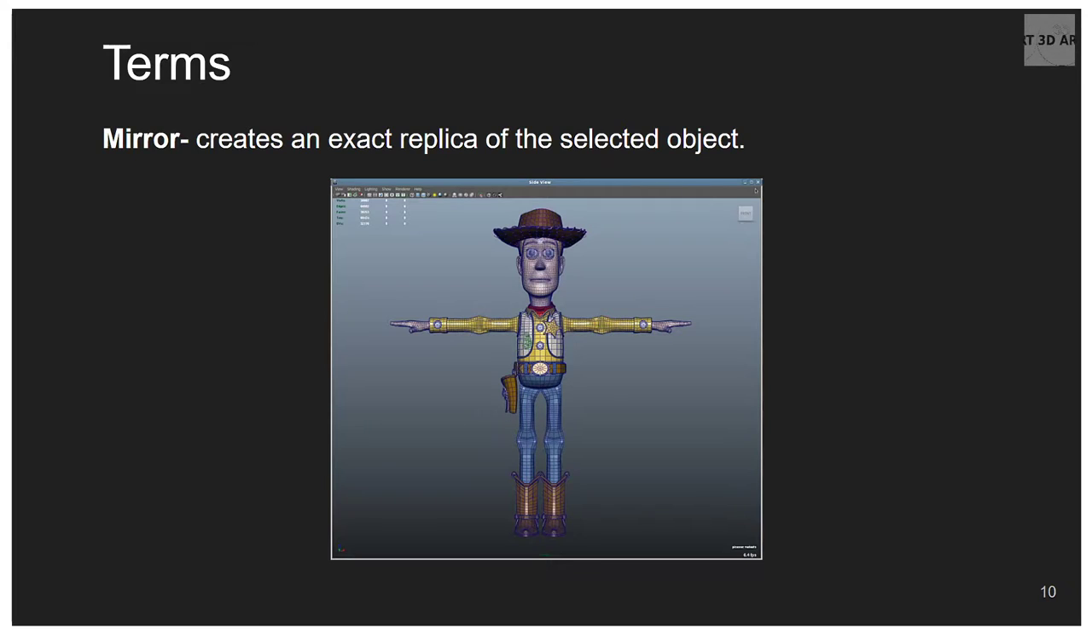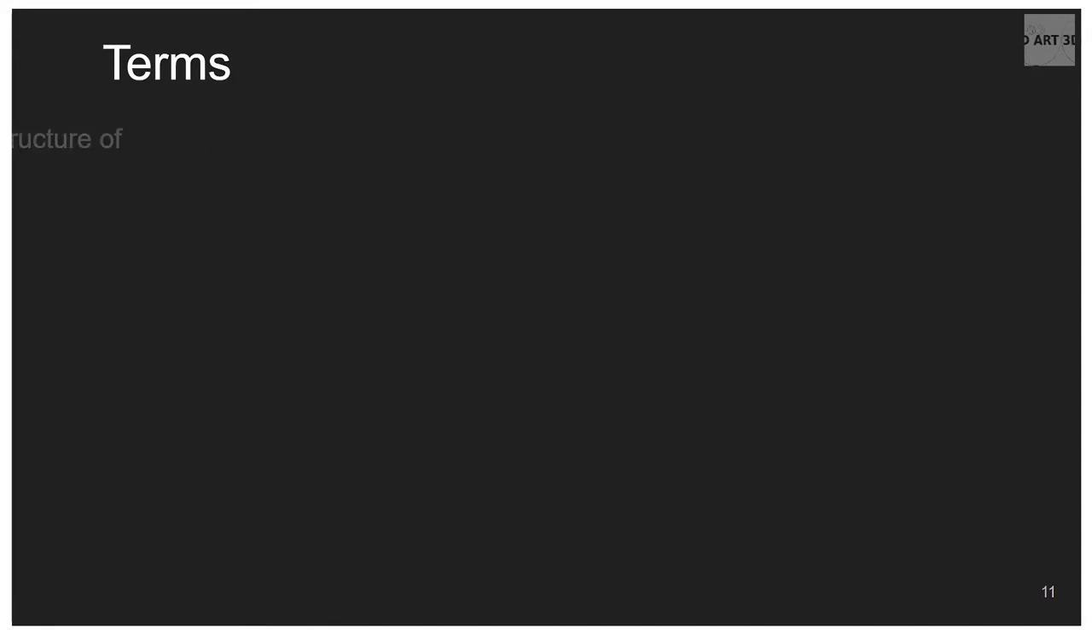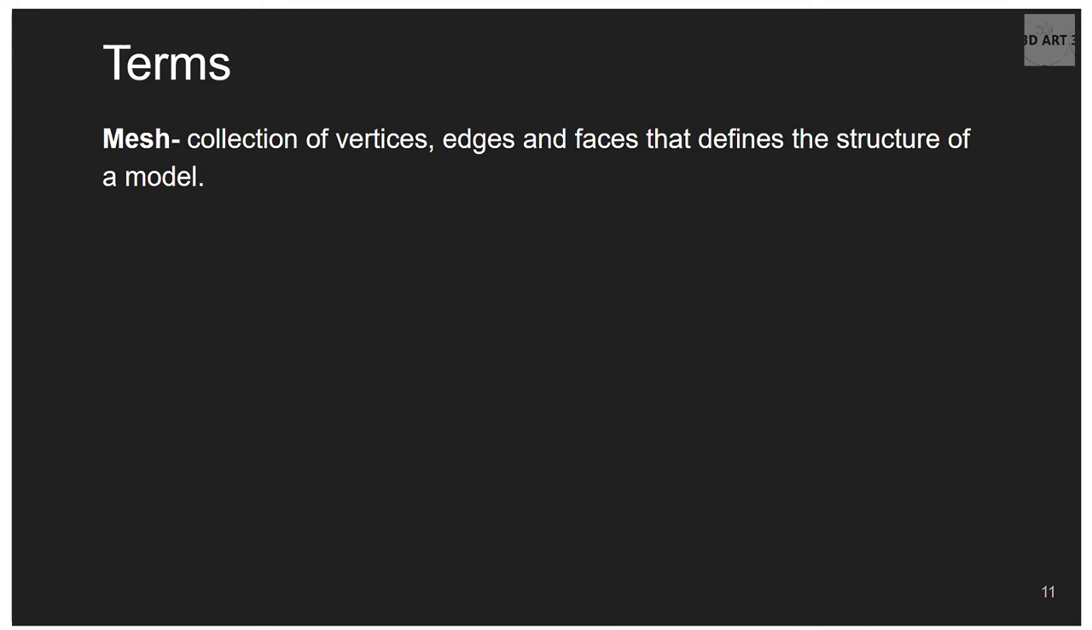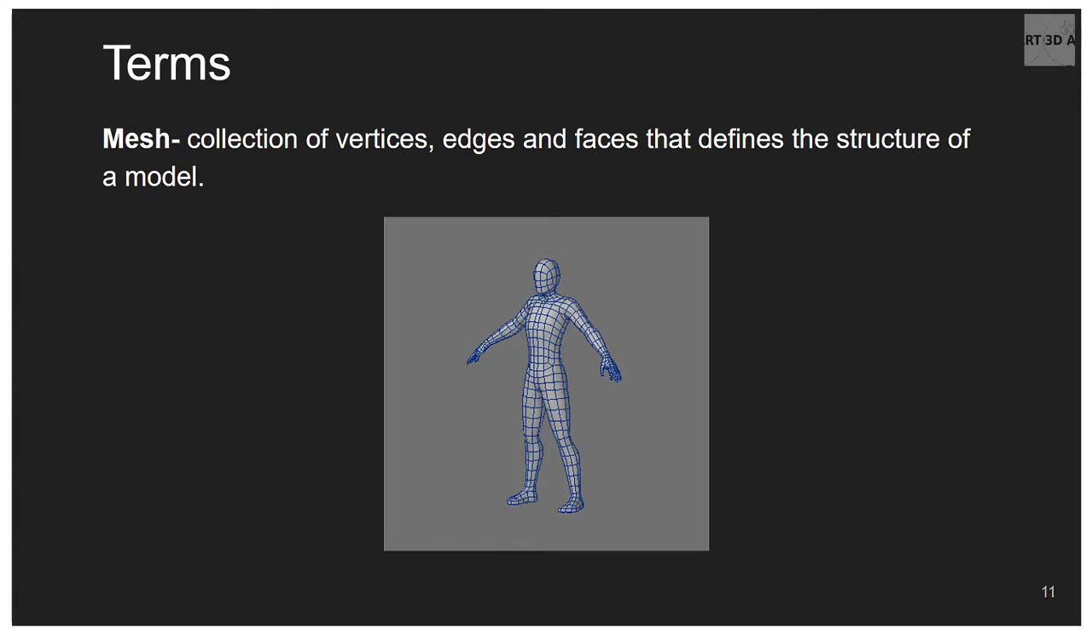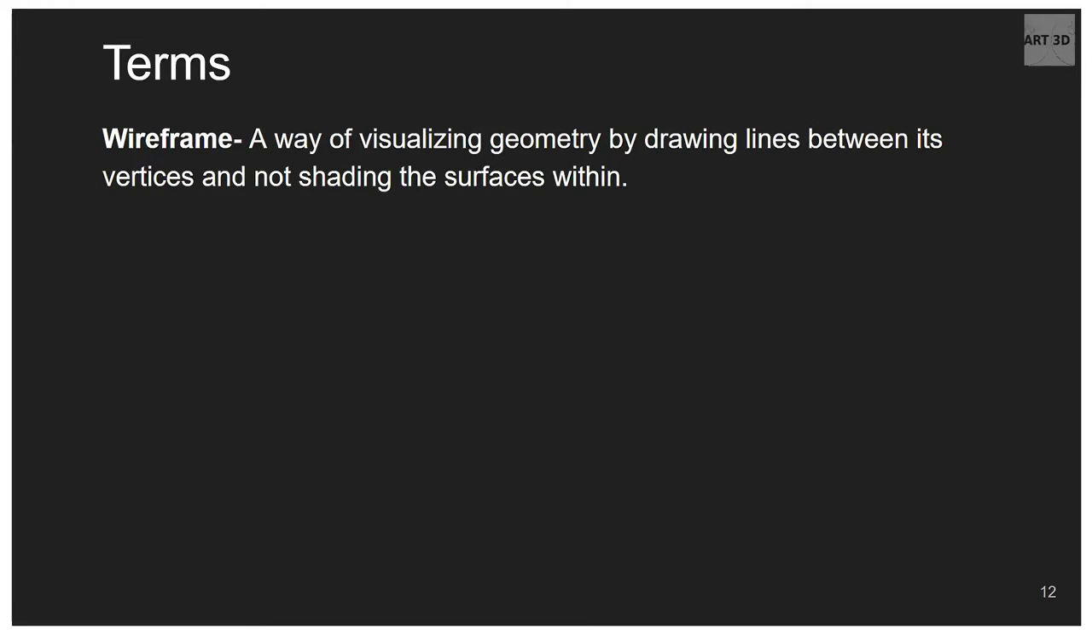The mirror function. This creates an exact replica of the selected object. A mesh is a collection of vertices, edges, and faces that defines the structure of a model, right? So mesh, geometry, all colloquial terms that refer to a collection of verts, edges, and faces that define the structure of a model. These are terms you'll hear all the time, right? Pat, do you have that model ready, or what's that geo looking like? Things like that. This is the kind of stuff you'll hear whenever people are talking 3D.